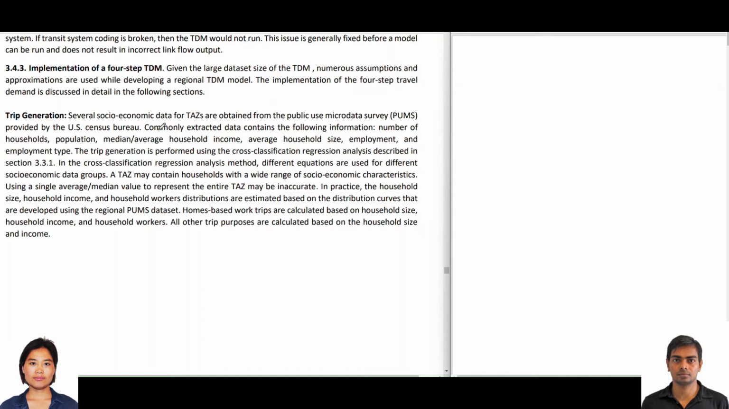So let's get into it. The first thing we are looking at is the implementation of the four-step travel demand model, also called model development, given the large data size of travel demand models. So the first aspect of the travel demand model, or let's call it the zeroth aspect, is the large data set. Let me explain.